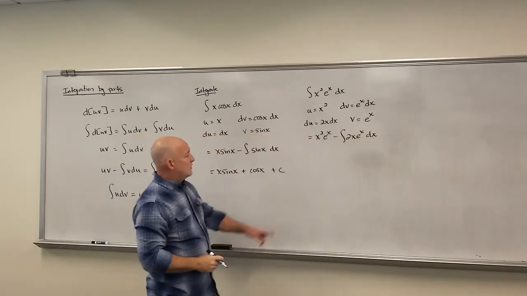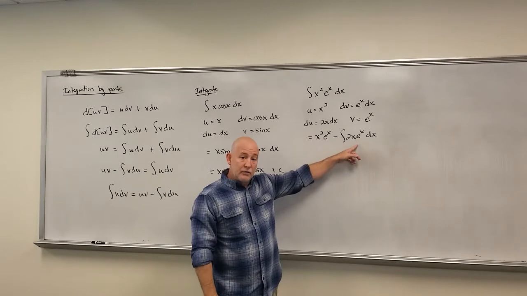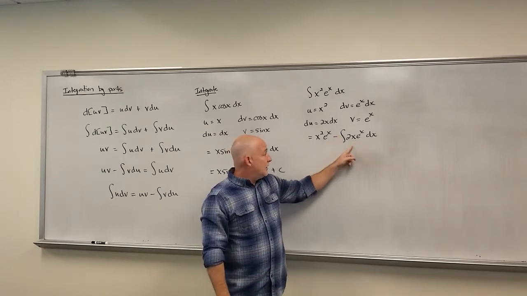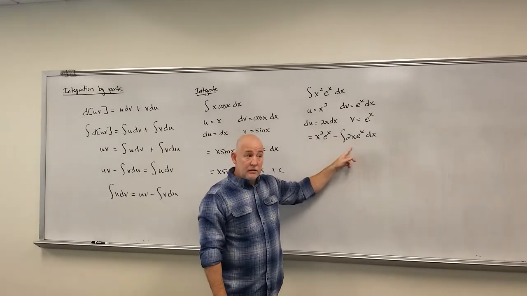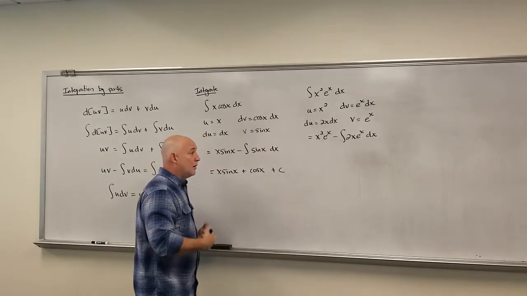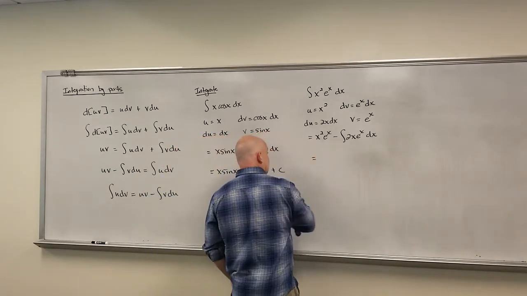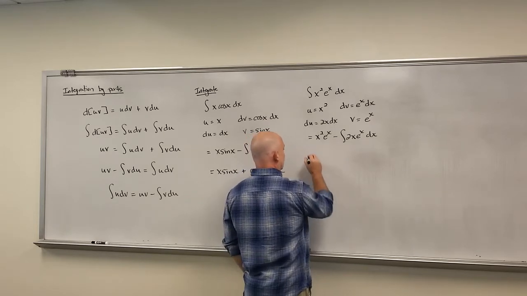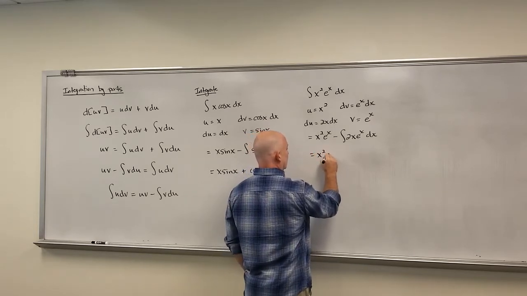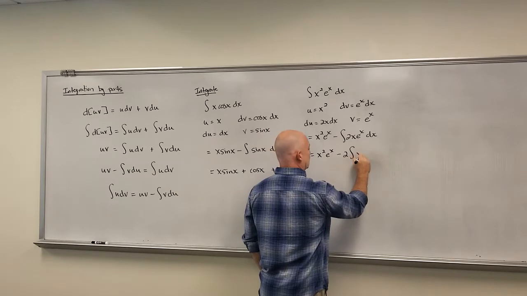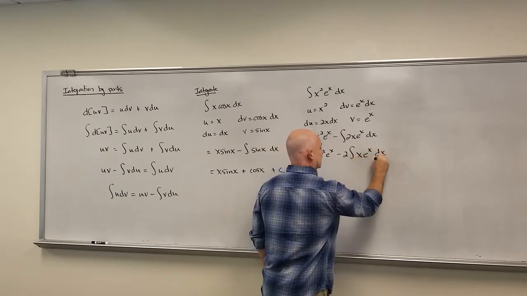Okay, so we have part of the integral done, but we still have another integral to do. Now in this case, I can't integrate this one directly, so since I was doing by parts, I want to continue to do by parts. So for this one, actually let me write one more step here. Let's write this as x squared e to the x minus 2 times the integral. Let's get that constant out there.